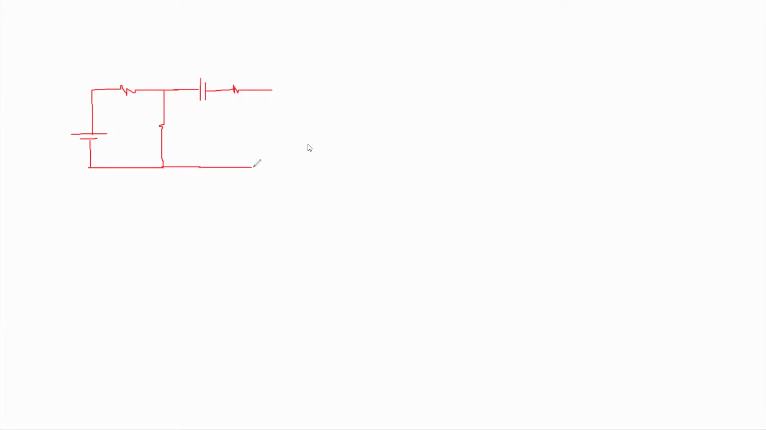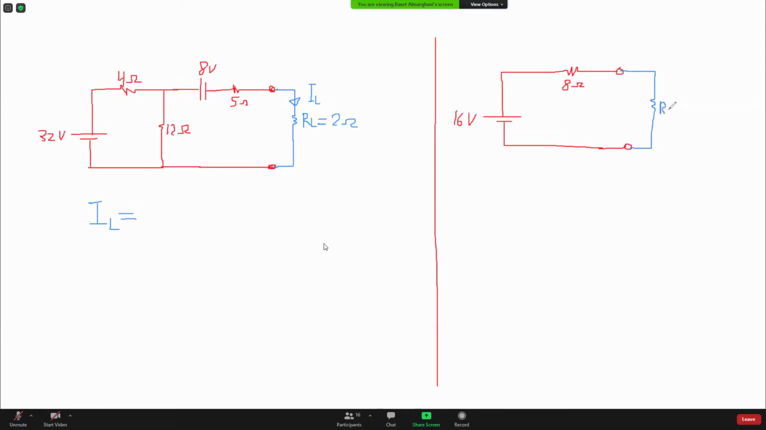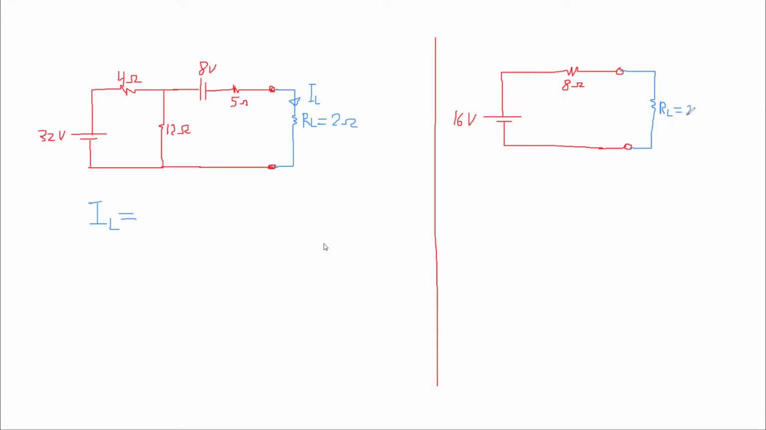And I do the same thing to this person and I say, okay, I'm gonna give you that same load. 2 ohm, find IL here. Now I'll give you the option, find either one of them. Either this or this, which one is easier to find?